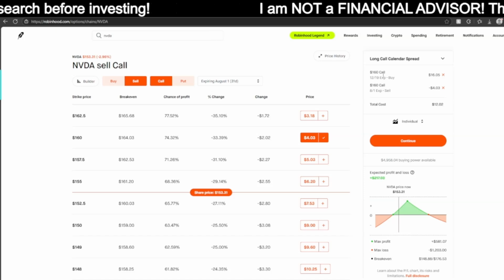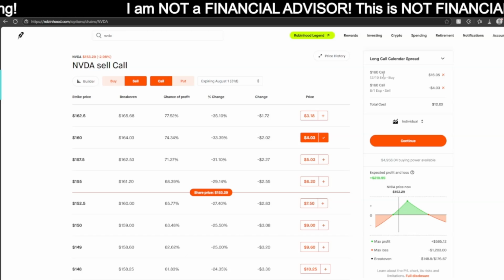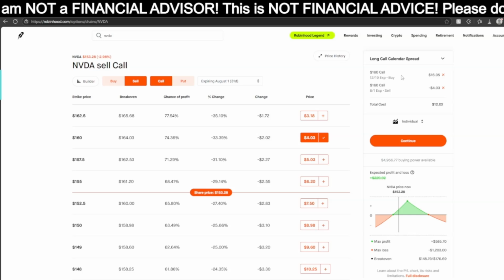So for a long call calendar, you buy a longer dated call option, you sell a shorter dated call option, but they both have the same strike. I hope that makes sense.